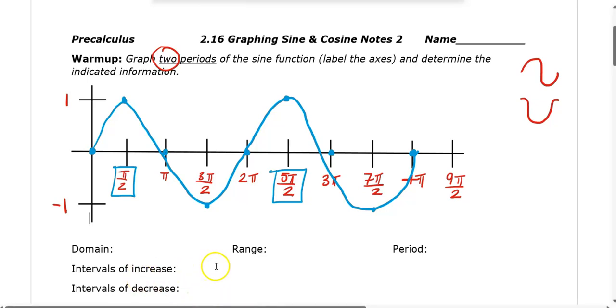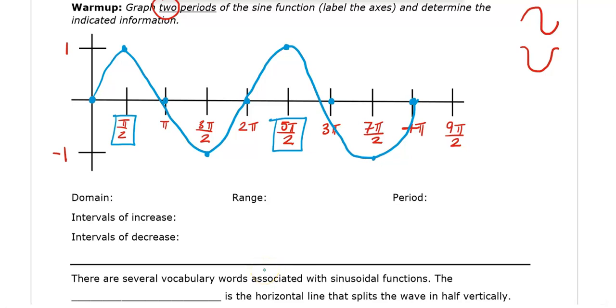Now let's determine all of the indicated information, starting with my domain. Remember, domain is all of your x values. I have nothing that restricts my x values for sine. Everything is defined, so it would be from -infinity to infinity. My range: can I have all y values on my function? No, I cannot. It doesn't get any less than -1, and it doesn't get any greater than 1. So my range is from -1 to 1.